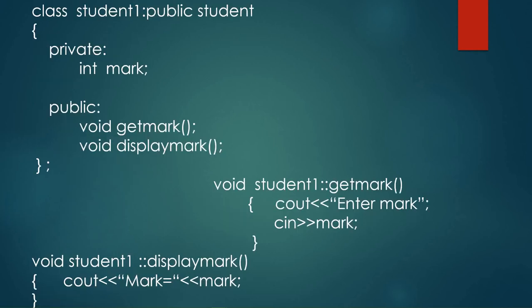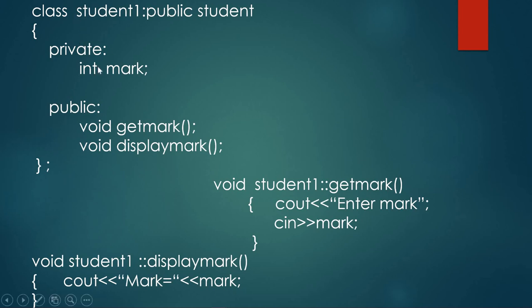Next, we need to use the inheritance. We need to define the class student 1 using inheritance. This student 1 we need to derive from the class student. So we use the inheritance symbol colon. Then the visibility mode we are using is public. Then the base class is student. This means student 1 is inheriting from the class student, which means student 1 will get the properties of student also.